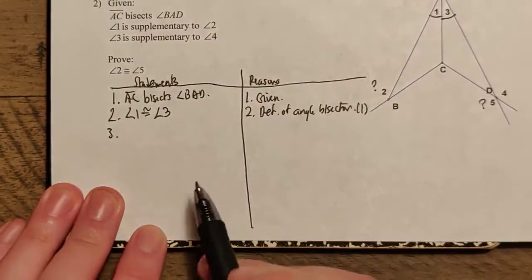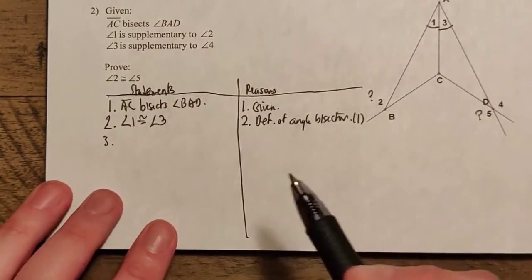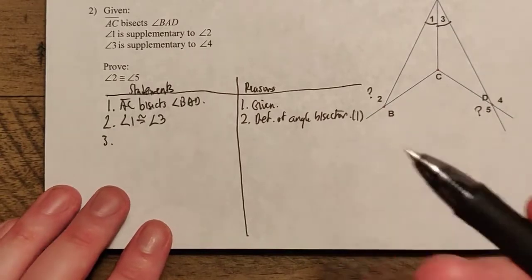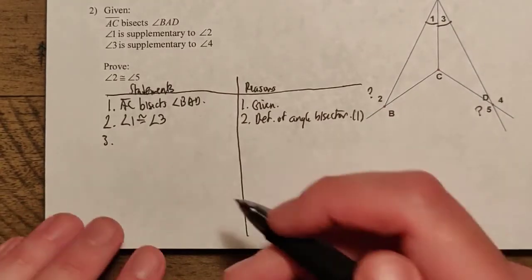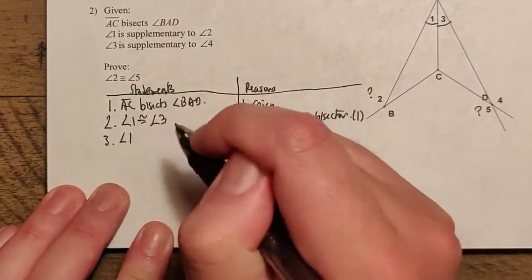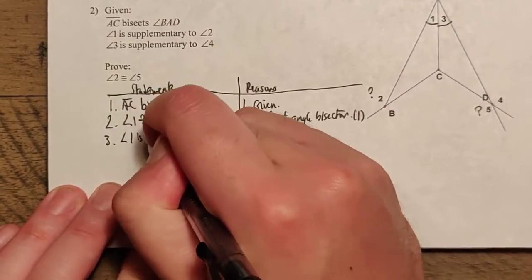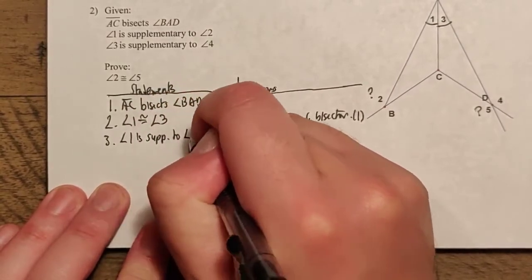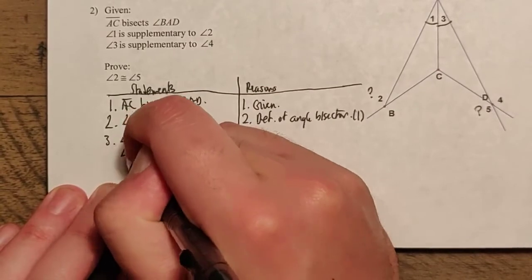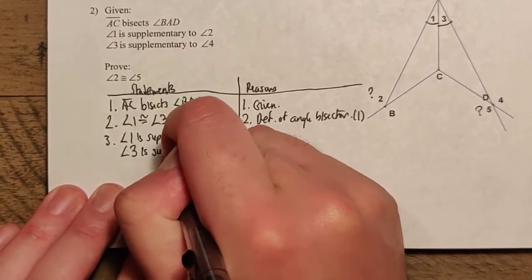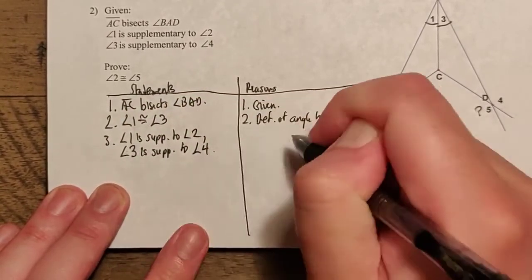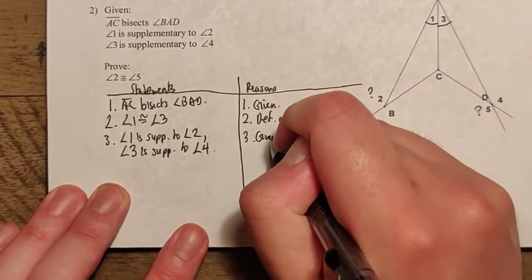So now, in order to use the proper theorem, I have to introduce the next two givens. And since these next two givens are going to be used with the theorem that I'm going to cite in step 4, I'm going to put these two statements, these two givens, together. So we can say angle 1 is supplementary to angle 2, and angle 3 is supplementary to angle 4. And that's also given to us here, right?